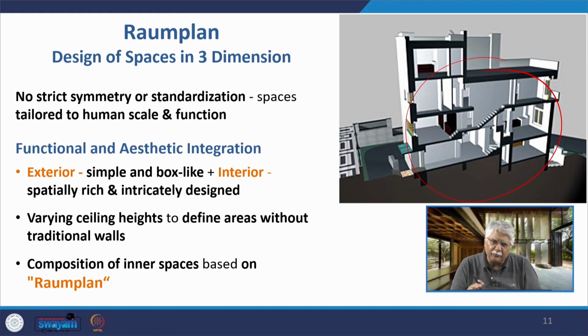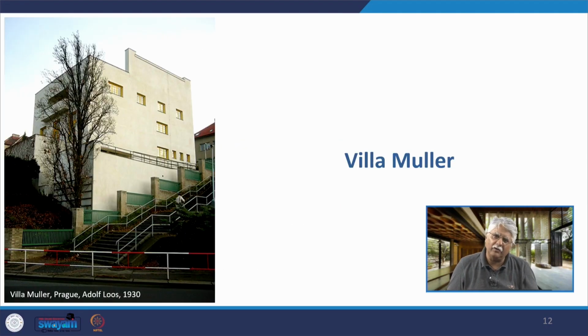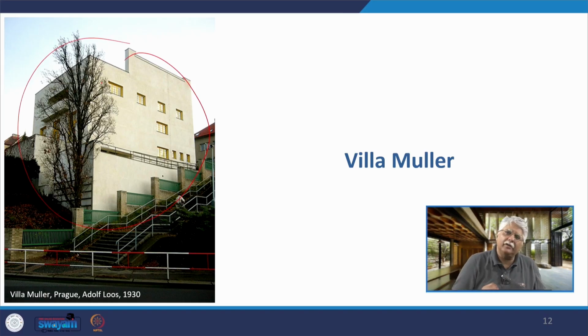Exterior is very simple and box-like. We look at the picture again. Interior very spatially rich and very intricately designed with varying ceiling heights. This composition of inner space is based on the Raumplan concept. This is the Villa Müller with the box-like outer appearance.